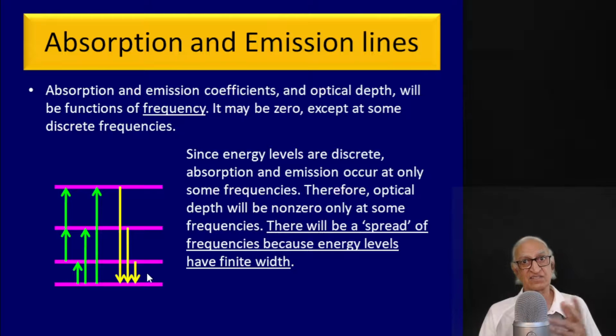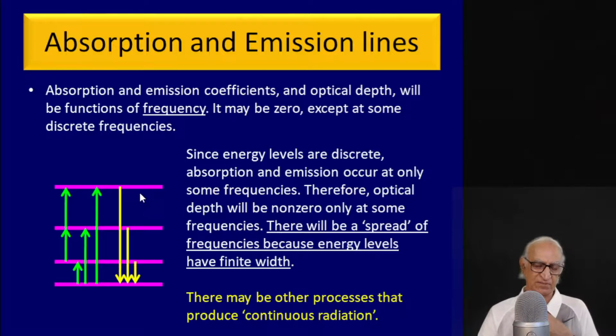There are various reasons for this width. For example, Heisenberg's uncertainty principle itself tells you that these energy levels must have a width. Similarly, atoms and molecules are moving, which means the radiation they emit will be Doppler shifted either to a higher or lower frequency. Therefore, there are many reasons why absorption lines and emission lines are not like a delta function at one particular frequency. There is a spread in frequency.